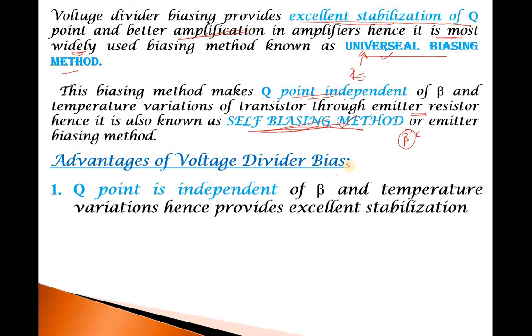Before I go to the derivation, I just want to discuss all these things, then we'll move on to derivations. At least if you know the history and the use, then you can understand it clearly. Q point is independent of beta and temperature. Hence, it provides excellent stabilization. This is very, very important.